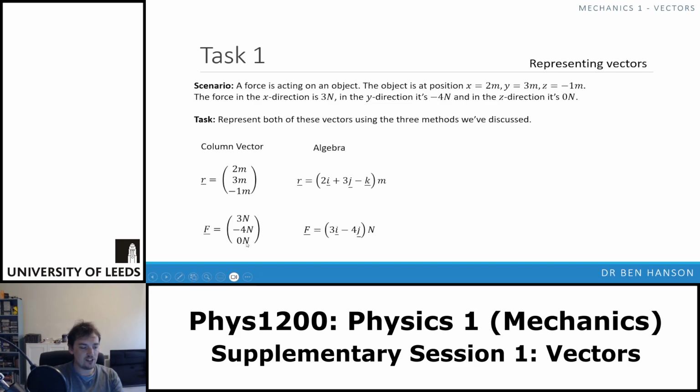Because I've had to write 0 N here, because if you've got a column vector, you have to put something in every column, otherwise it doesn't make sense. If I didn't put something in that third column, it would look like a 2-dimensional object, and it's not. So I have to put something in that column to make everyone realise that it's 3-dimensional. Whereas here, as algebra, I don't need to do that, because it actually doesn't matter whether it's 2-dimensional or 3-dimensional in an algebraic form. The maths will all work out the same.